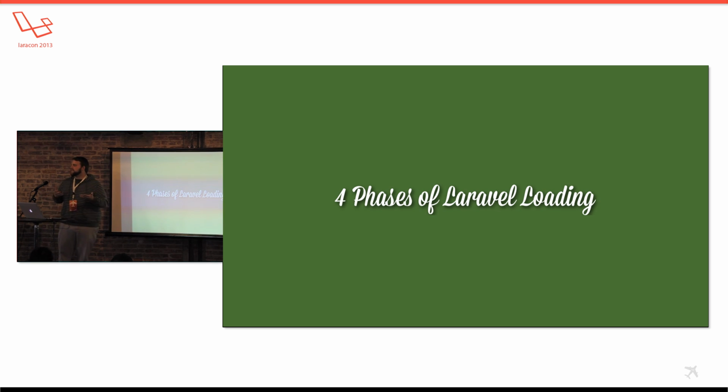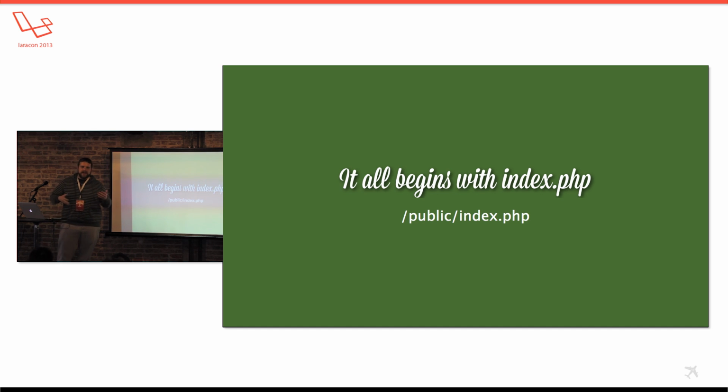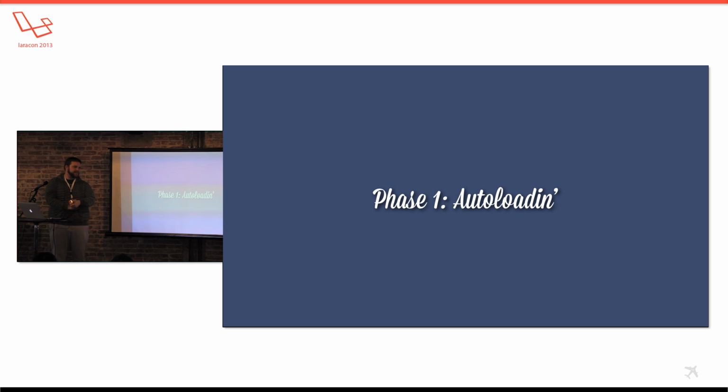So there's essentially 4 phases of Laravel's loading process, and it goes through the cycle. And it all begins with index.php. It doesn't always begin with index.php because Artisan also goes through its own request cycle. But generally, I'm going to talk about what happens when a user visits your application. So the first phase is the auto-loading phase. Generally, the phases are divided by which files are required by PHP, with one exception.